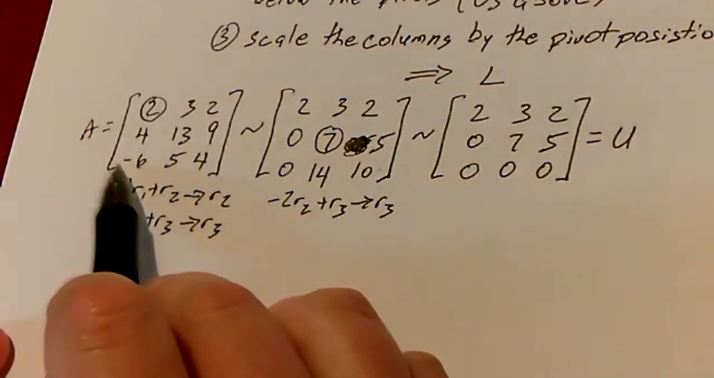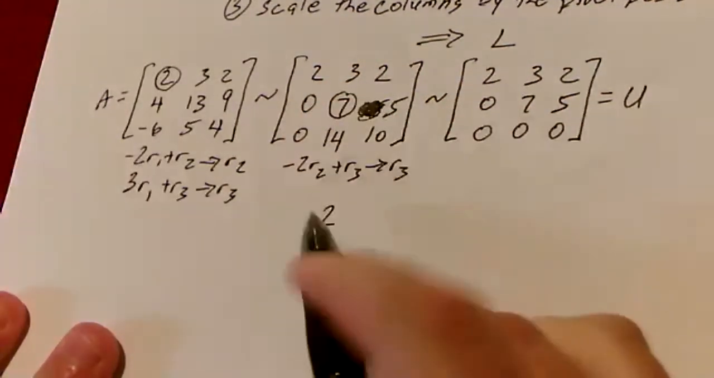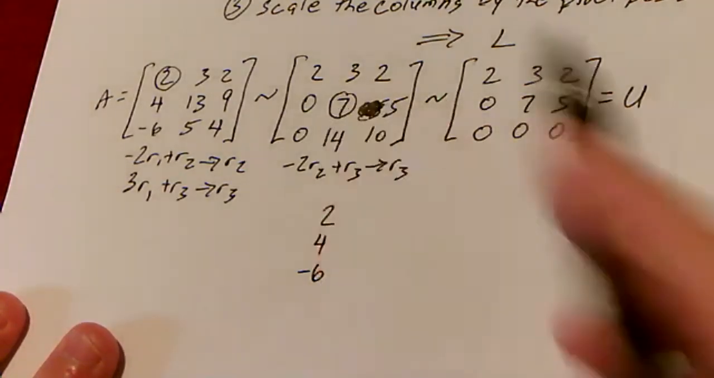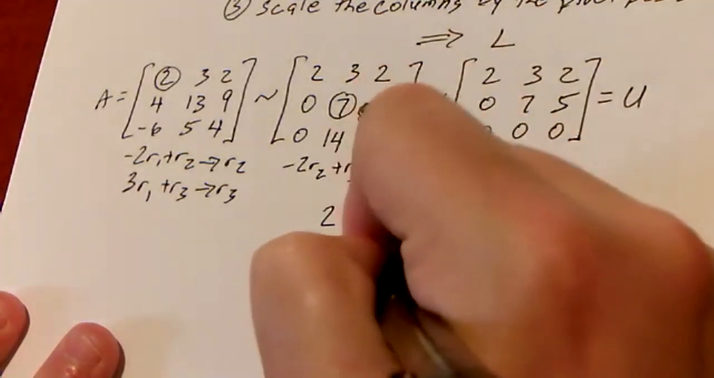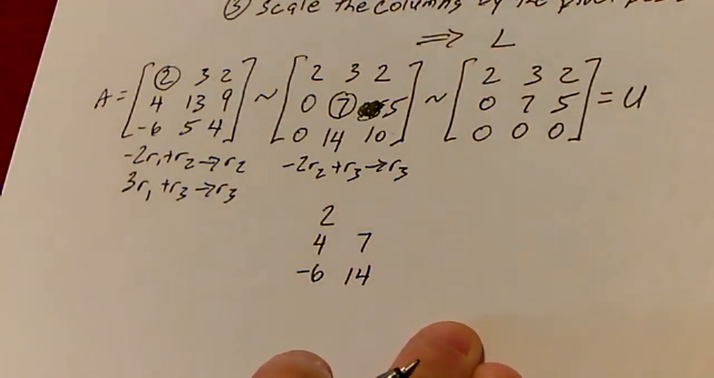Okay, so I have my first pivot row here, 2, 4, -6. I kept the pivot and the numbers below it. Second pivot, I have 7, 14. So I kept the pivot and the numbers below it. Okay, then I am out of pivots.